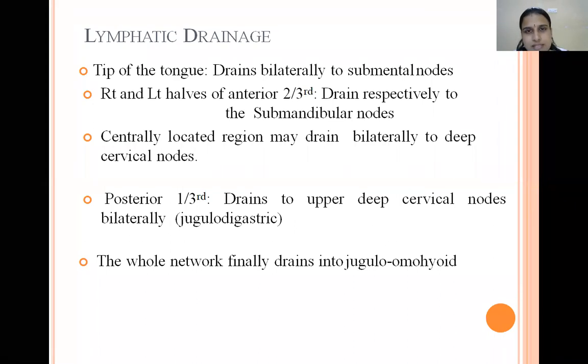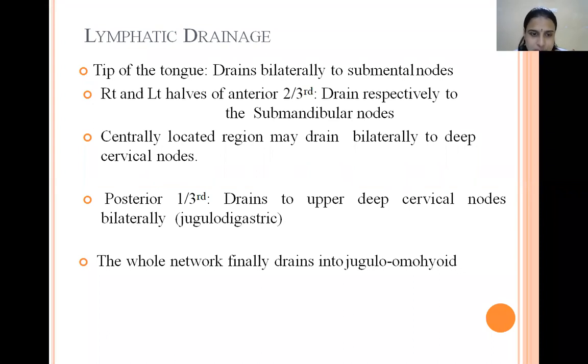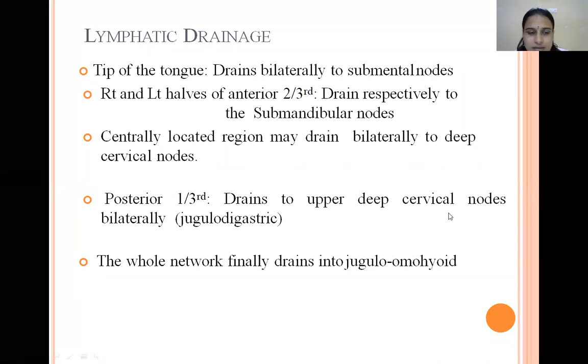This centrally located region may drain directly into the submental or submandibular nodes, or also into the upper deep jugulodigastric lymph nodes. And the posterior third drains directly into the deep cervical nodes on both sides, the jugulodigastric deep cervical lymph nodes. Now all this forms a network of jugulo-omohyoid lymphatic plexus.